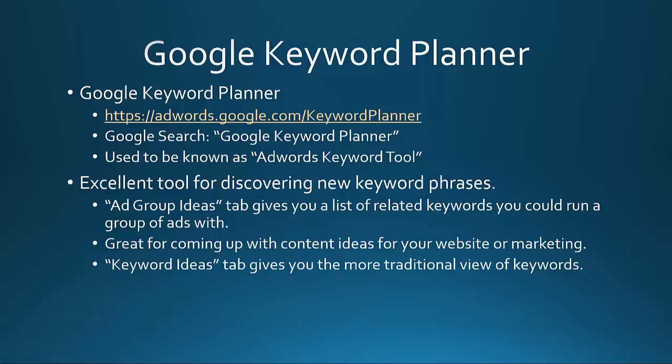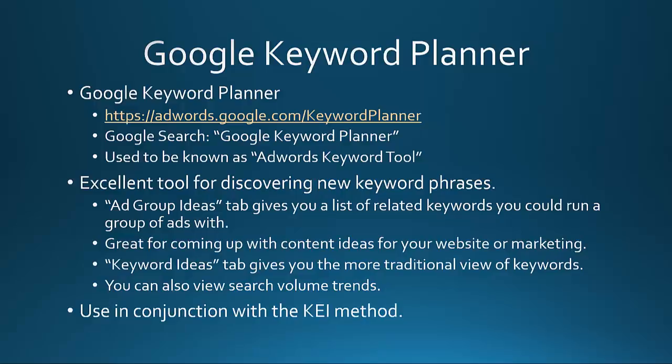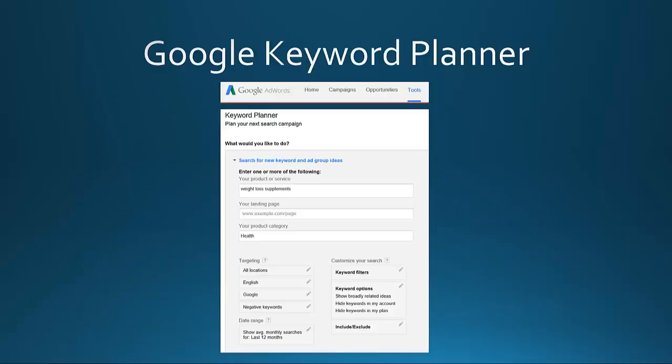The Keyword Ideas tab gives you the more traditional view of keywords. So instead of lumping certain pieces of content or keywords together, like the Ad Group Ideas does, the Keyword tab just gives you a straight list of keywords that you could go after. You can also view search volume trends for these phrases. Use this tool in conjunction with the KEI method that we just talked about and really expand your results.